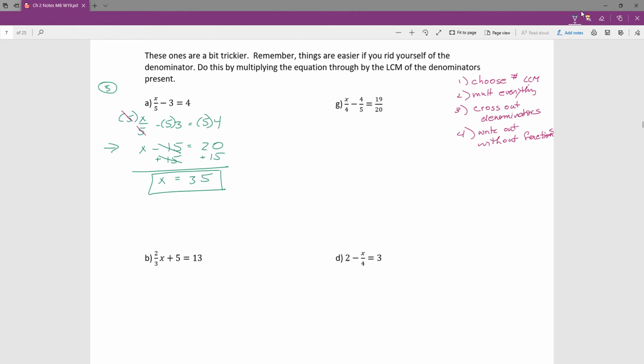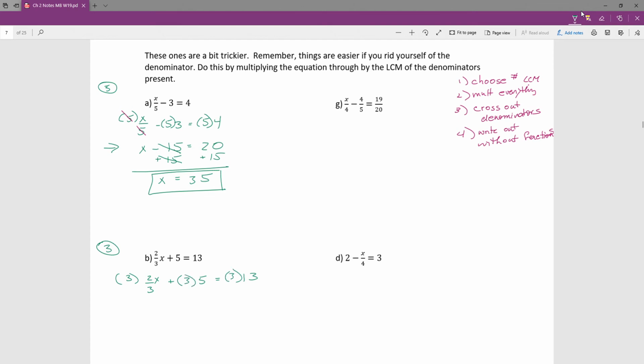I'm going to do B. I don't know how I don't know my alphabet on these ones, but you just have to pardon me on that. So B, I'm going to choose my number. So I only have one denominator here, so I'm going to rewrite this with some space because everything is going to be multiplied through by 3. That's what's going to allow me to wipe out or get rid of my denominator. So everything's getting multiplied by 3.